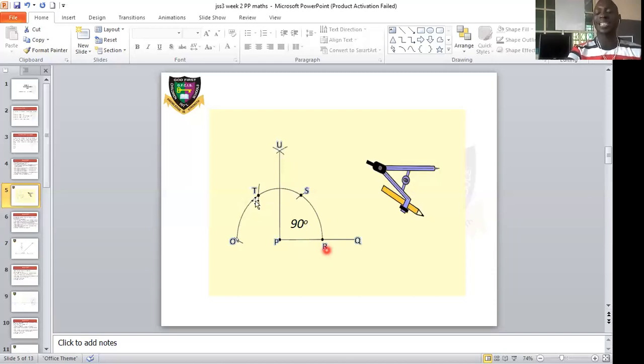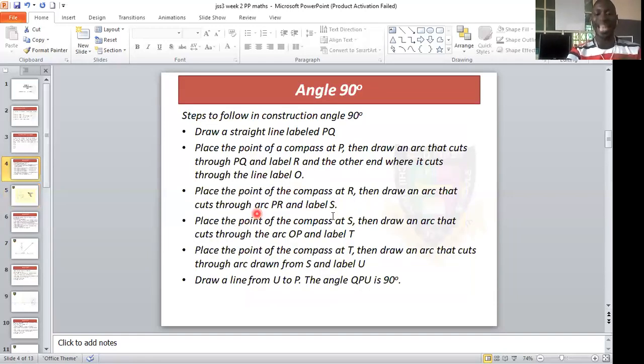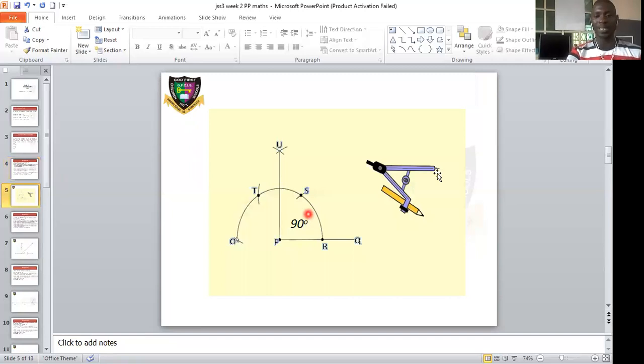It says place the point of the compass at R and draw an arc that cuts through arc PR, and label the point of intersection X. This is arc PR, and this is the arc from R that cuts through it. The point of intersection is labeled X. The next procedure says place the point of the compass at X, then draw an arc that cuts through arc OP.